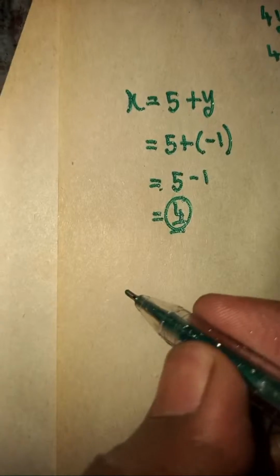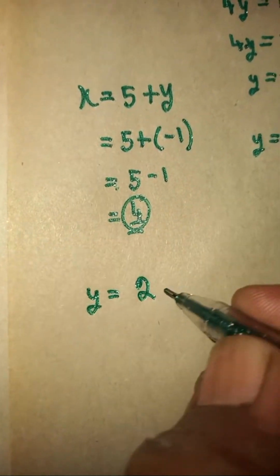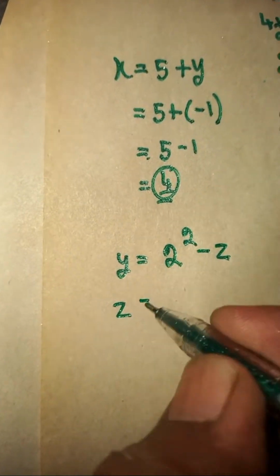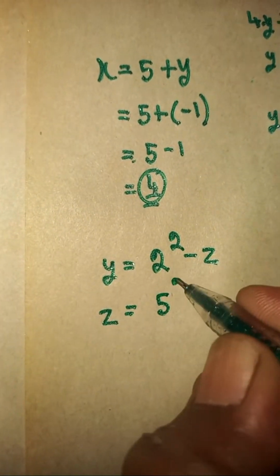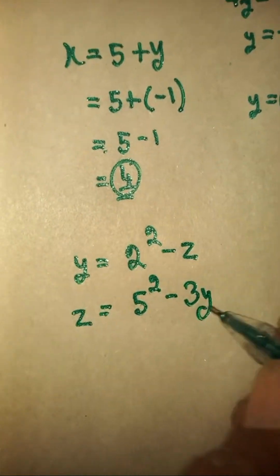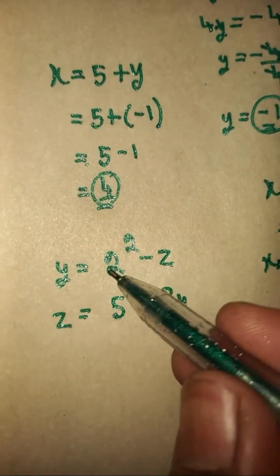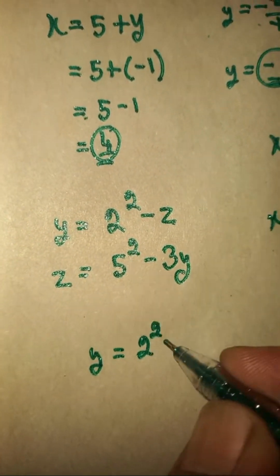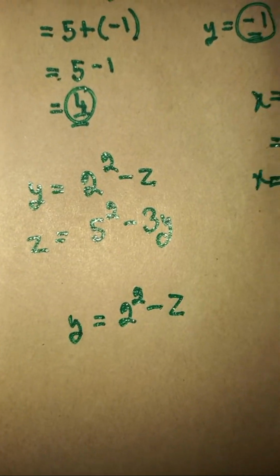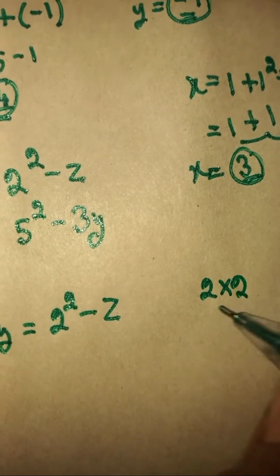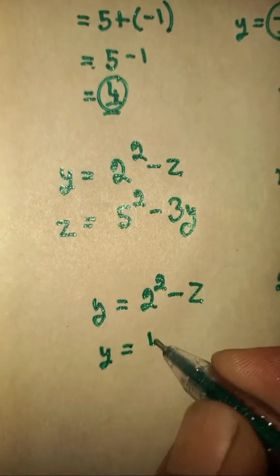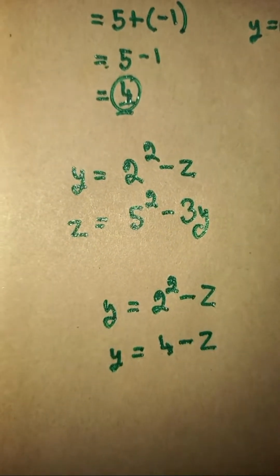Let's take more equations. y equal to 2 square minus z, and z equal to 5 square minus 3y. You can solve these equations. Let's take the first equation, y equal to 2 square minus z. Here you get 2 times 2, that is 4. So y equal to 2 square, that is 4 minus z.